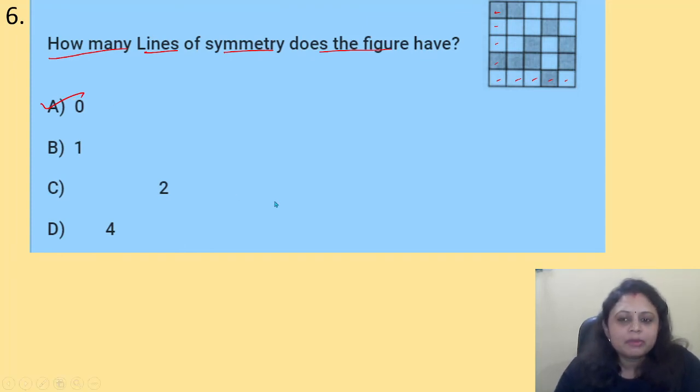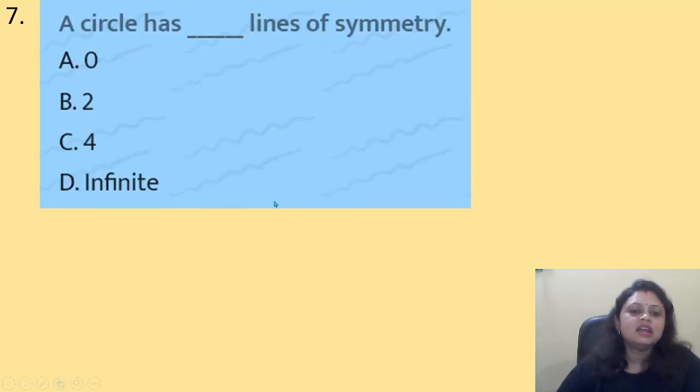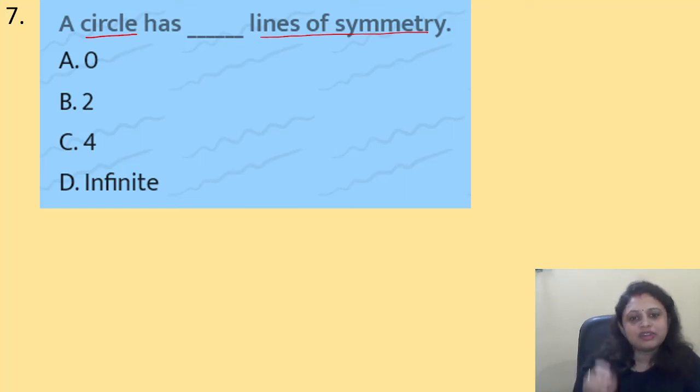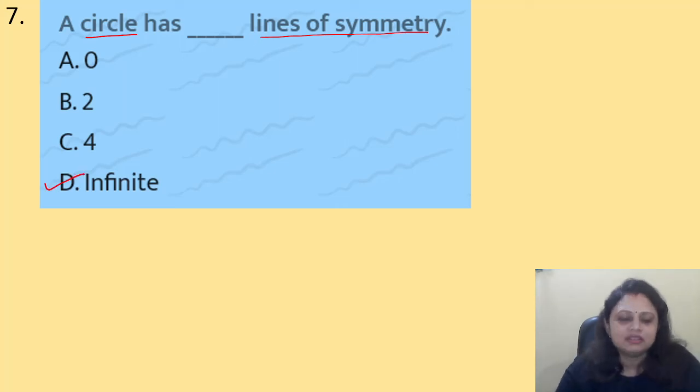Okay, coming to the next question, a circle has dash lines of symmetry. Option A 0, B 2, C 4, D infinite. So as per the question, circle has how many lines of symmetry? You know, circle, it has infinite lines of symmetry. You can draw a lot of lines, right? Lot of lines through the center of the circle, right? So the correct answer is option D, that is infinite.